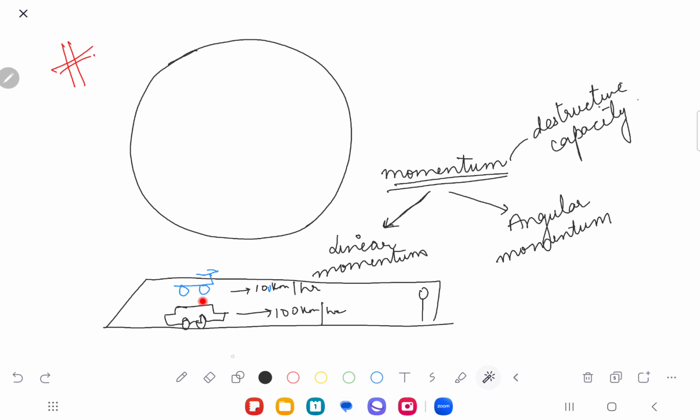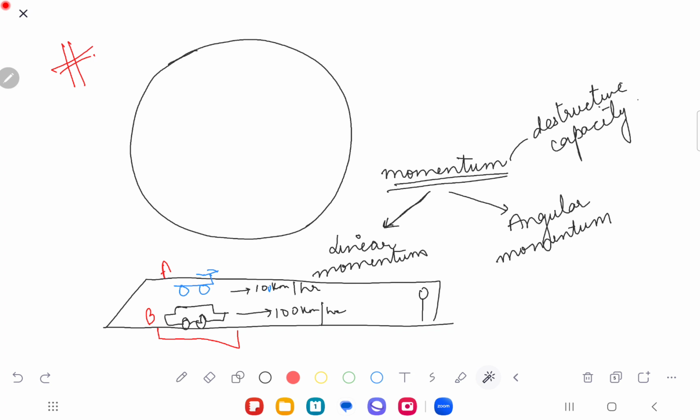Tell me. So when the two cars were the same, okay, but one was moving at 10 kilometers per hour and one was moving at 100 kilometers per hour. So what do you think would happen? You got scared with car B because you know that car B could be more destructive.